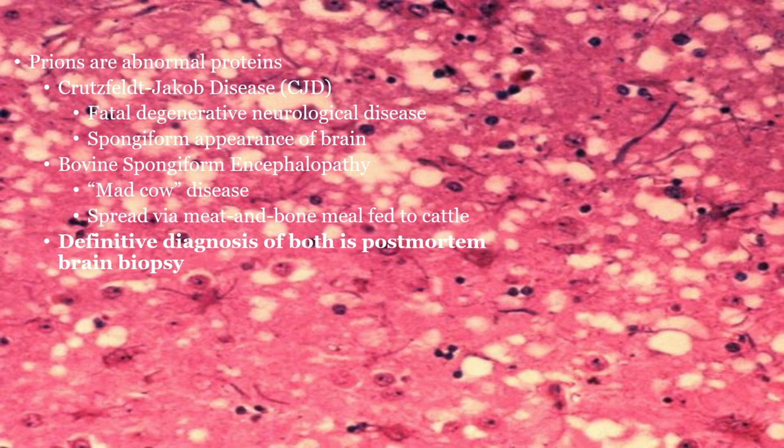Prions are abnormal proteins that enter the body through cow meat, shellfish, and other foods. They cause a progressive degenerative neurological disease as the neurons reproduce those same abnormal proteins. Definitive diagnosis of this disease is a post-mortem brain biopsy.